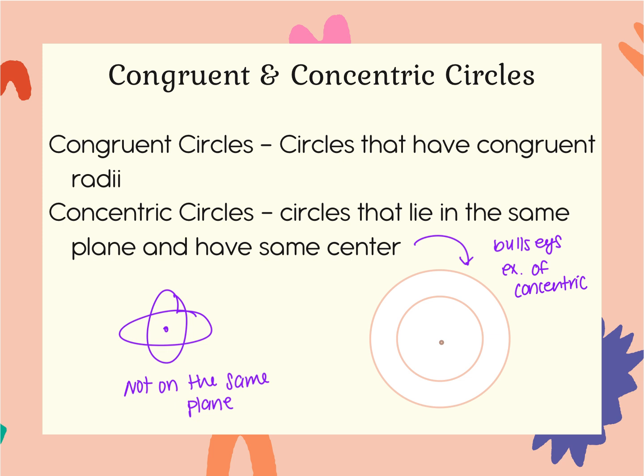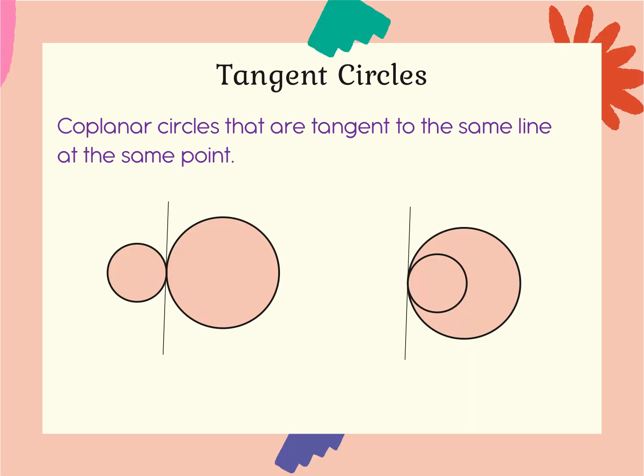So these could be considered congruent circles. They have the same radius, but not on the same plane. One is on this plane over here, and one is on this plane. So these are on two different planes, while my bullseye-looking circle is on the same plane. All right, looking at the next slide.